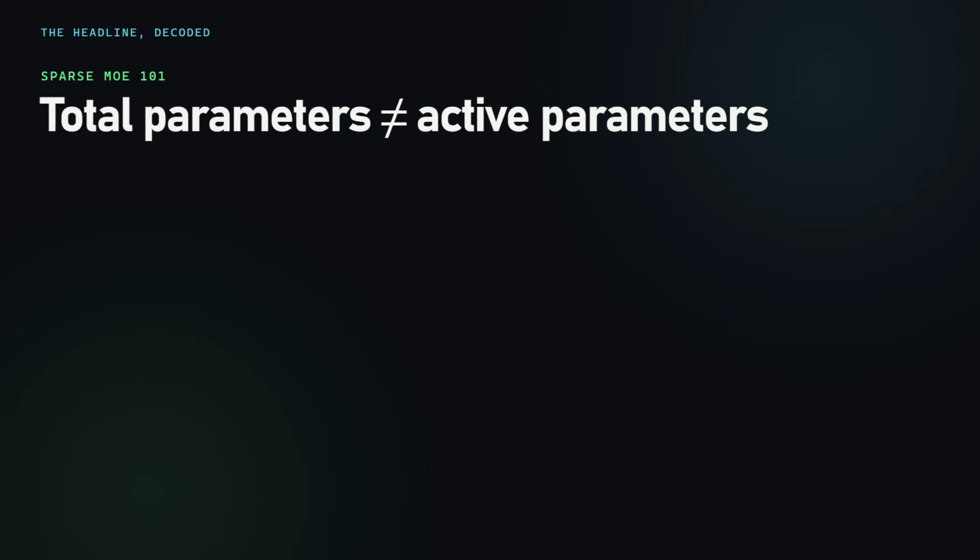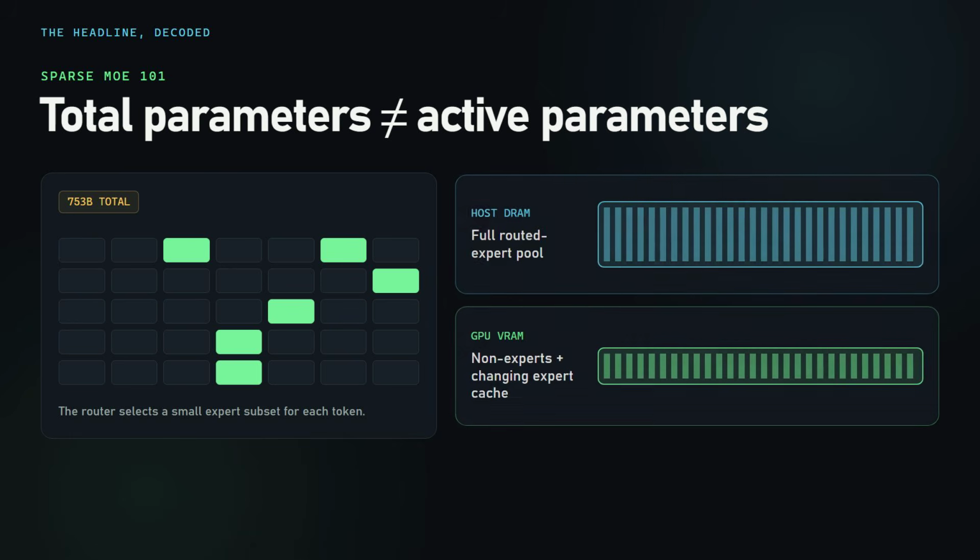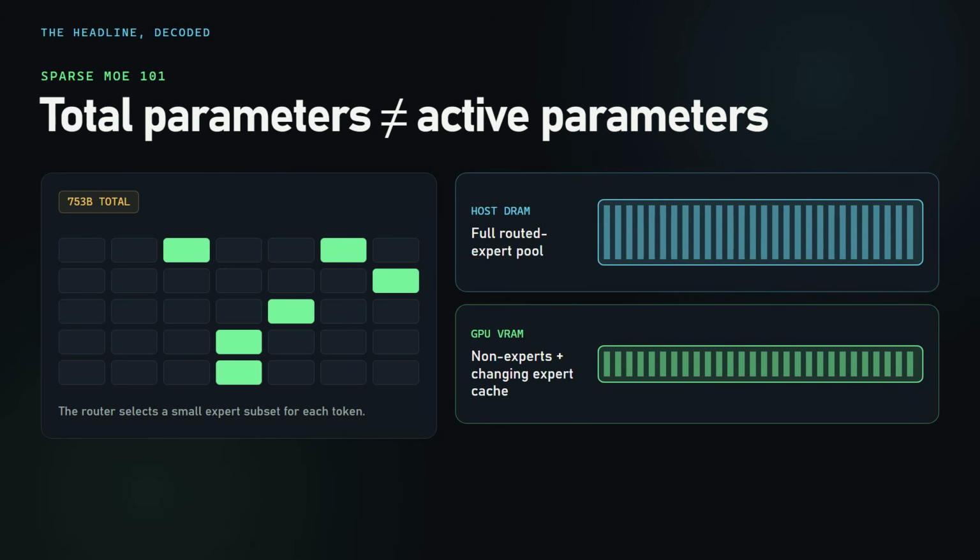Here is the crucial distinction. Total parameters are not active parameters. A sparse MoE model owns a huge pool of expert weights, but its router selects only a small subset for each token. FreeToken keeps the full routed expert pool in host DRAM, places non-expert weights and a changing expert cache in VRAM, and moves computation across the machine.